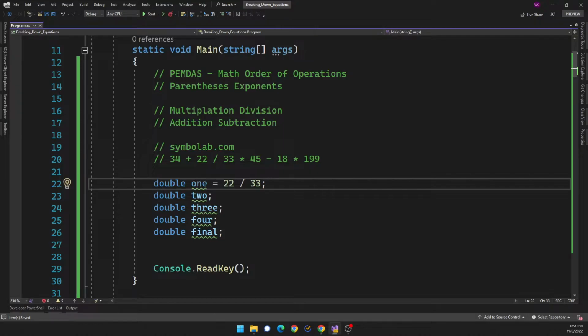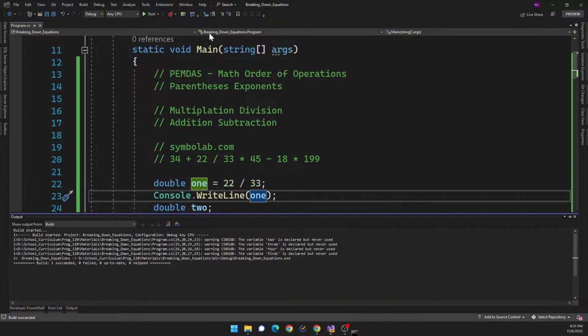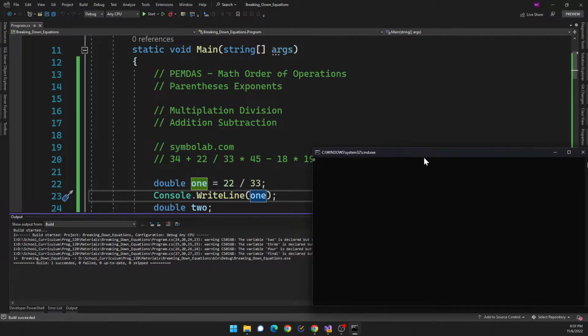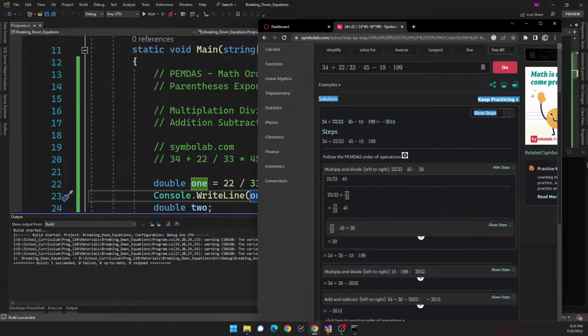22 divided by 33. And I like to double check my numbers as I'm working on them to make sure everything is working properly. Well, I know that 22 divided by 33 should not be 0. In fact, if we take a look at Symbolab, this is why you want to double check these things. We can see in these steps that 22 divided by 33 will end up being about 2/3. So it should be a decimal.